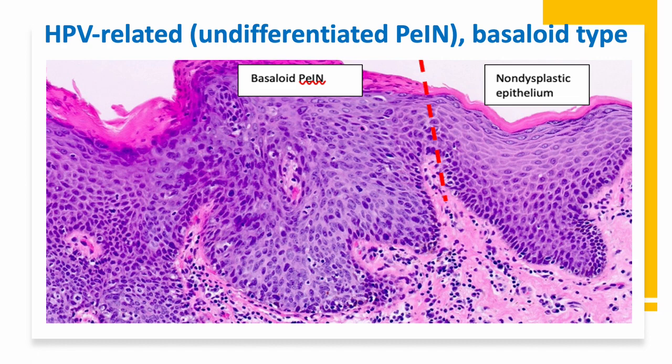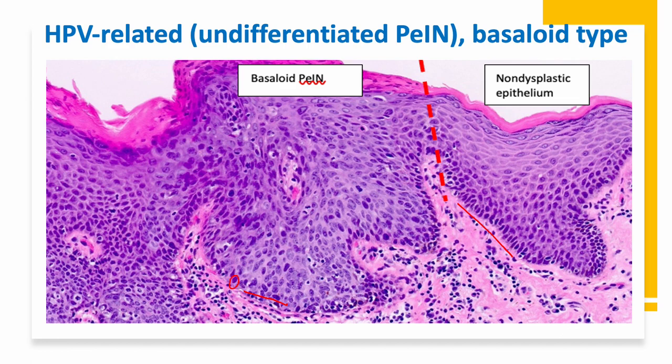This is a medium power view, like a close-up, showing more features of the neoplastic compared to the non-neoplastic epithelium. This is the non-neoplastic basal layer. The basal layer is well polarized, perpendicular to the basement membrane. In comparison, in the neoplastic epithelium, the basal layer is haphazardly organized.